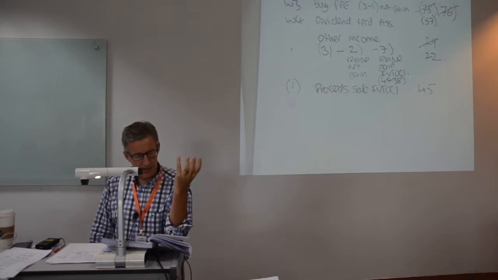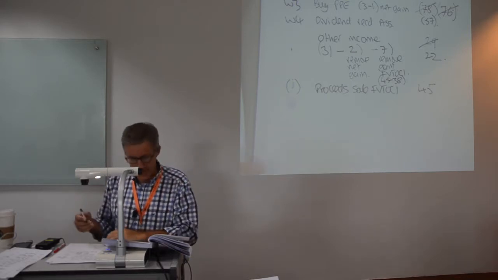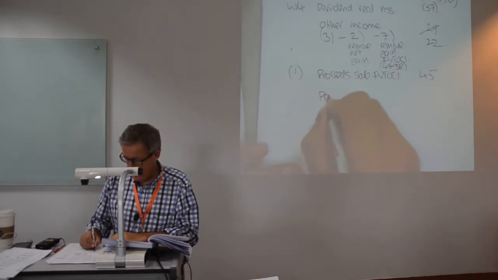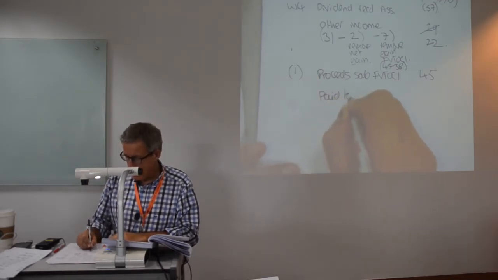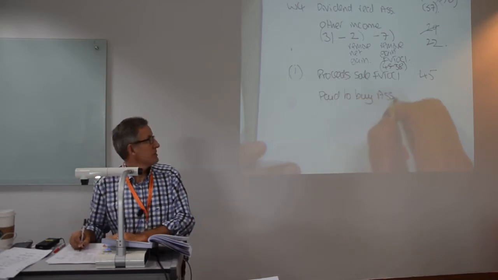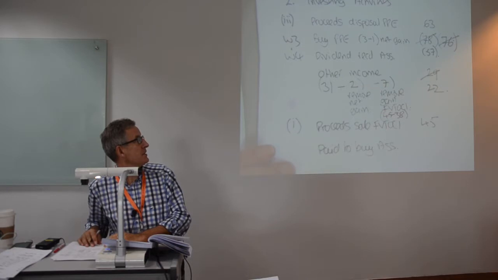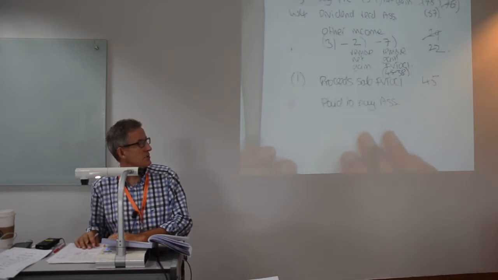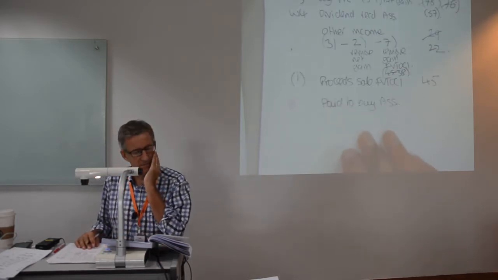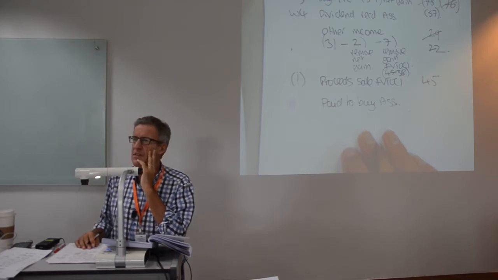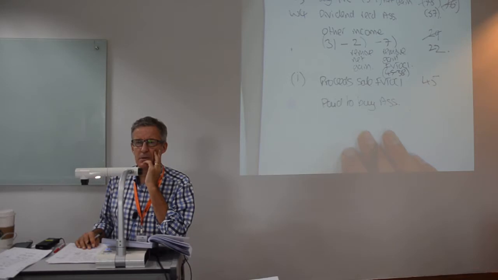I am Warburg. I have two things happening. I have paid to buy an associate, so that'll be money that goes out. But I've received a dividend, haven't I? How much dividend have they paid? 8. How much of that have I received?